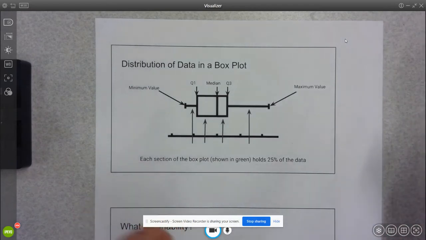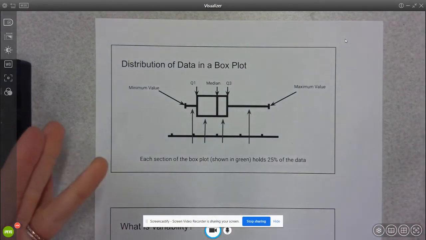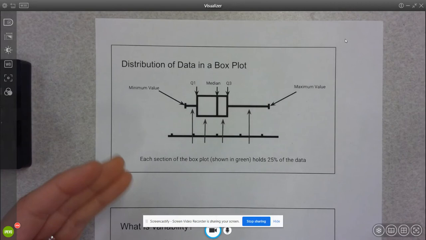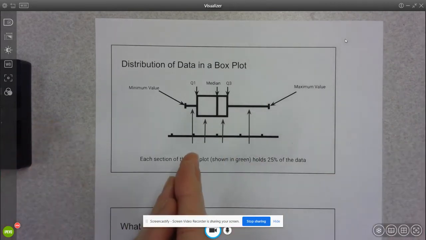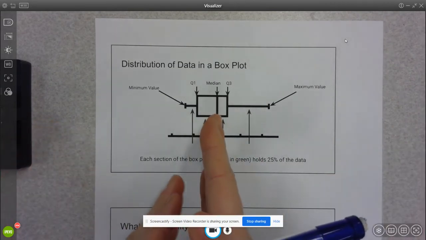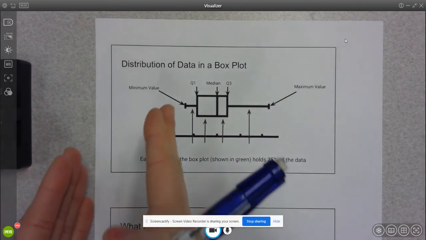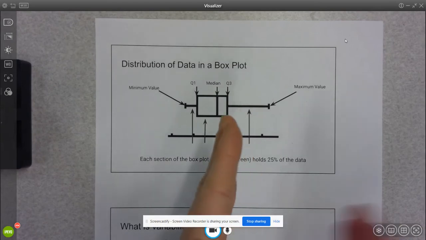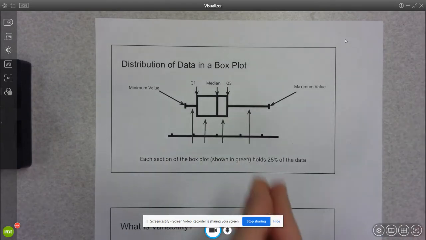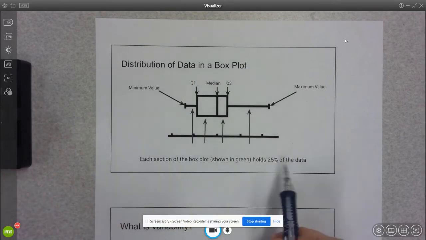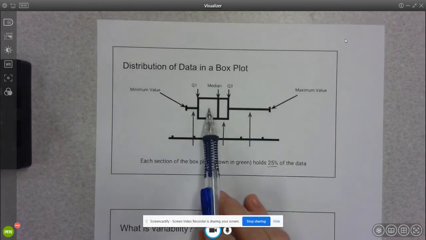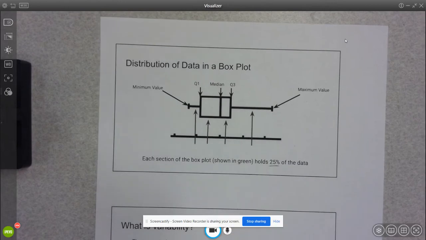So if you had your numbers lined up in numerical order, I would find the middle first. That's my median. And then between the minimum and the median, I find the middle again. That's quartile 1. And then between the median and the maximum, I find the middle again, and that's quartile 3. So really, I'm breaking down my data into 4 equal chunks, which is where this 25% comes from. 1/4, 1/4, 1/4, 1/4.